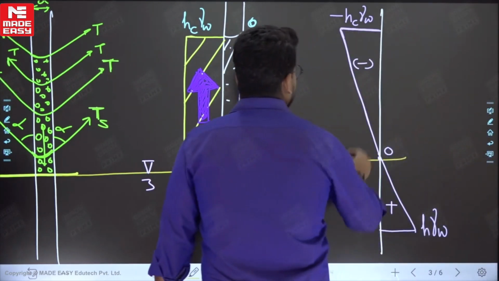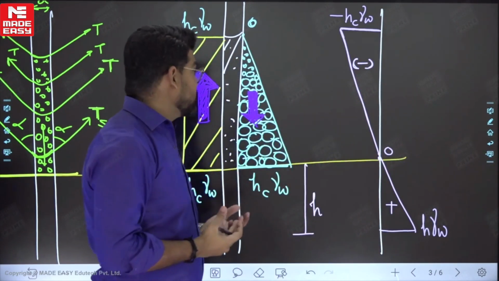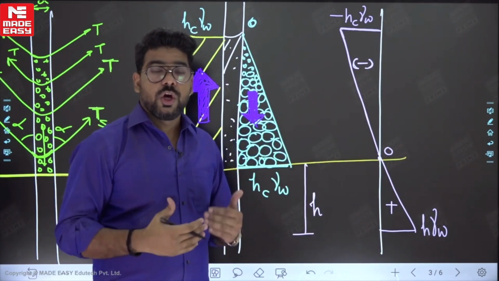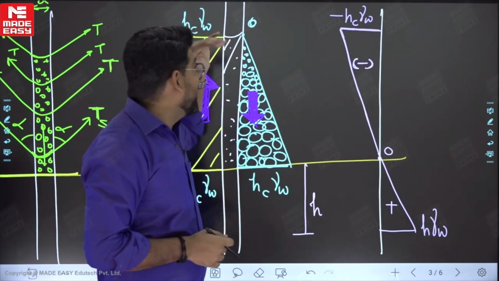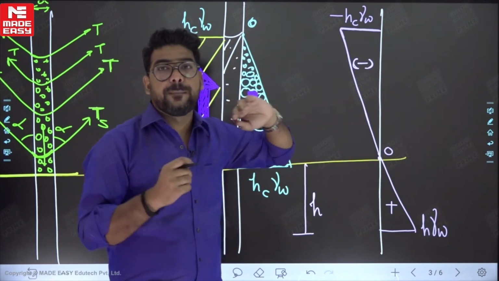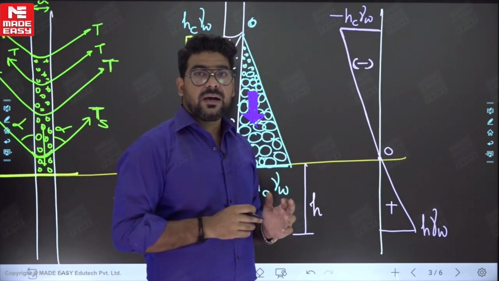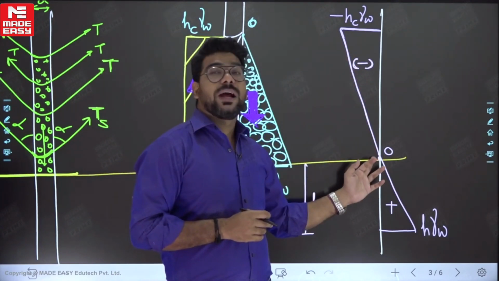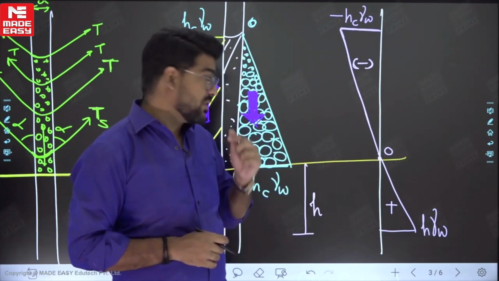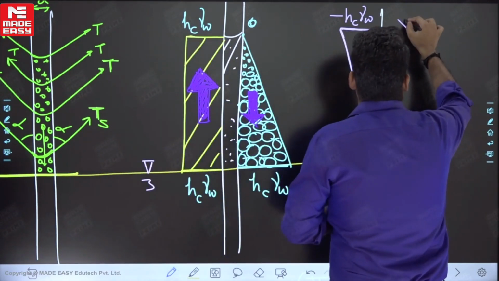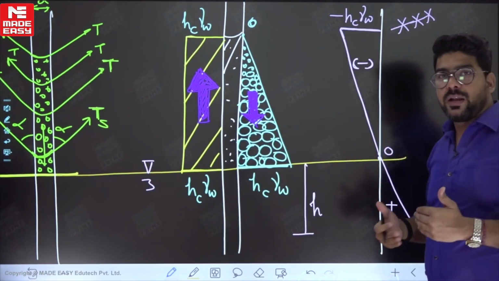Now in this case you have to understand that when capillary tension is there, due to this capillary tension, pore water pressure will be negative at the top, and at the top of meniscus this will be minus SC gamma W. This reduces to 0 at free water surface level, and below the free water surface level this is H gamma W, which is compressive in nature. So remember this important concept: pore water pressure in the capillary zone.